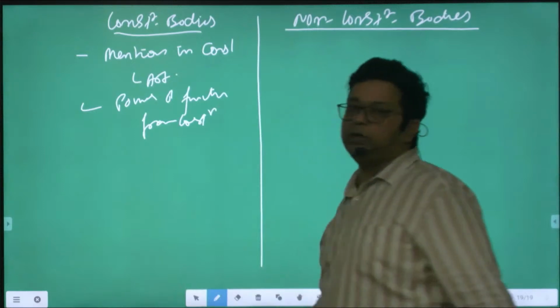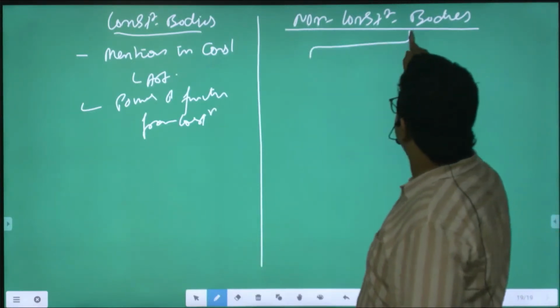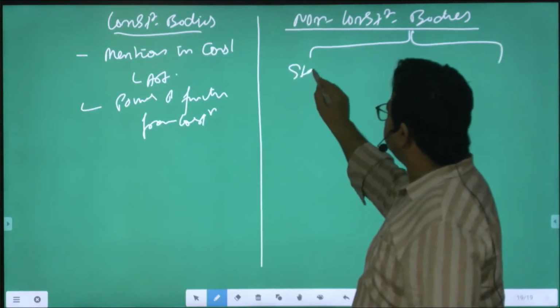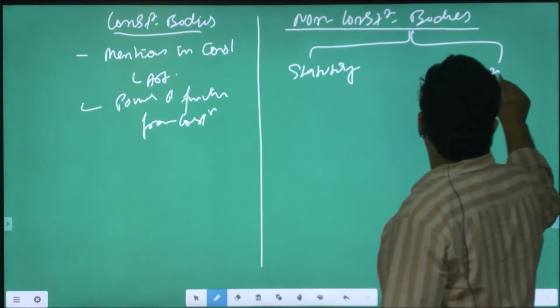Now when we come to the non-constitutional bodies, again there are two types. One is statutory bodies and one is non-statutory bodies.